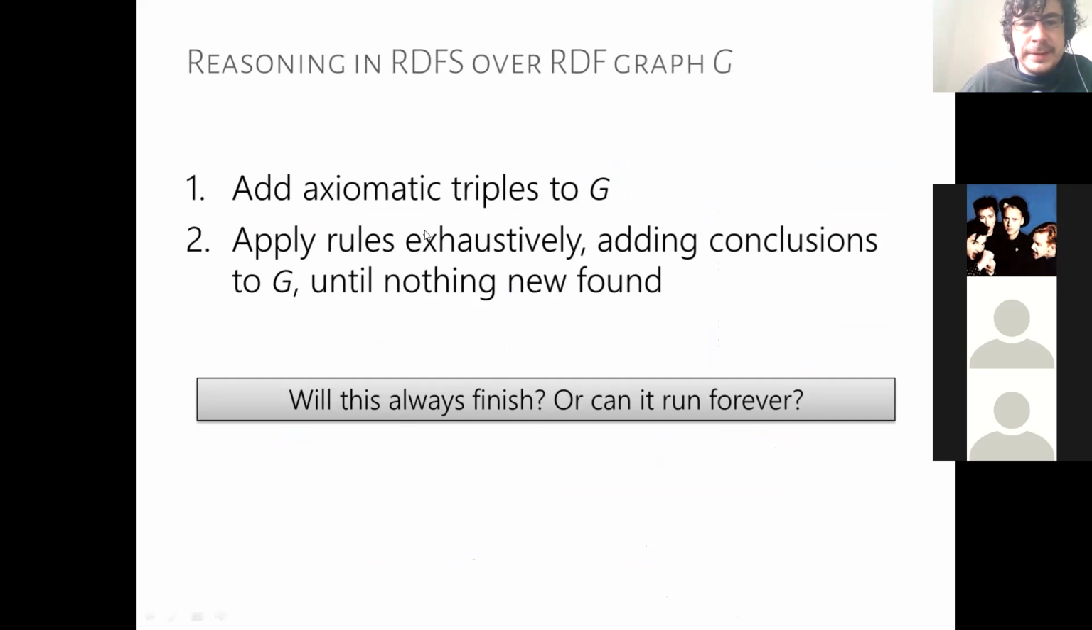So one question is, will this always finish? So will this process always terminate, right? Especially here, we say apply the rules exhaustively, adding conclusions to G until nothing new is found. So here we have a sort of recursion. So there is a danger that this won't finish, right? That essentially it will continue finding new things. So will this always finish, or can it run forever?